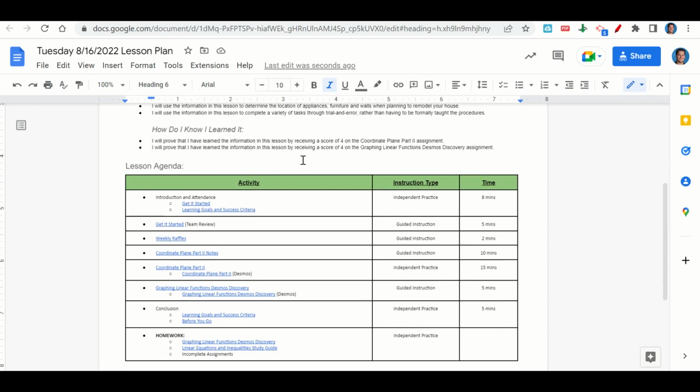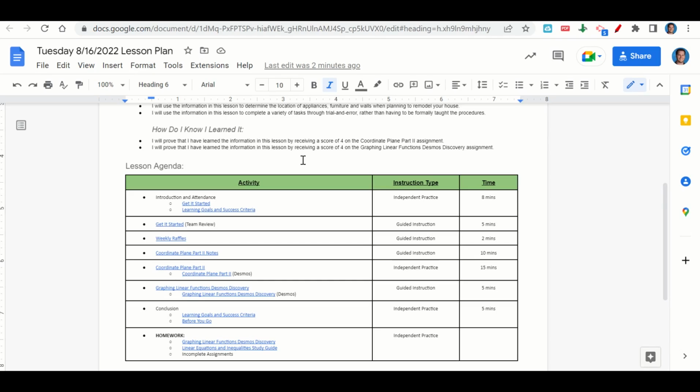Now let's take a look at our agenda for today. We will begin by going over our learning goals and success criteria. While we do that, you'll fill out your Get It Started. Once you've completed your Get It Started, we'll go over it together and answer any questions that you may have. Next, we'll do our weekly raffle.